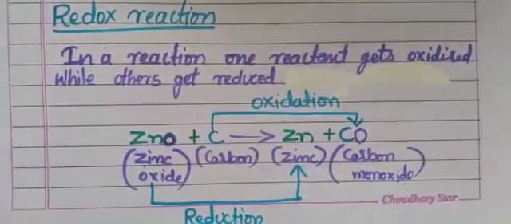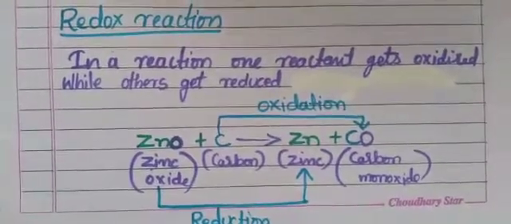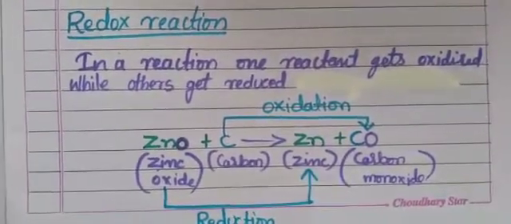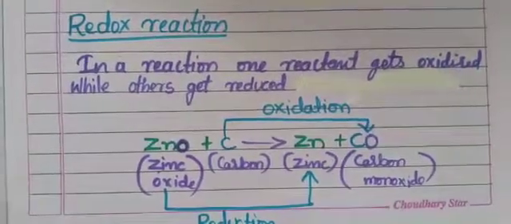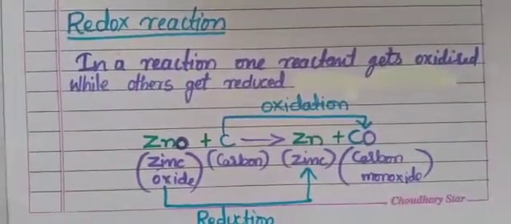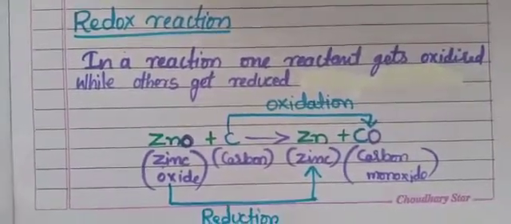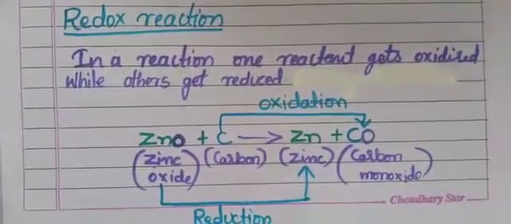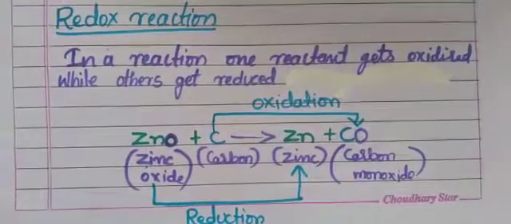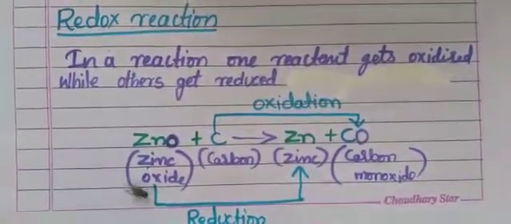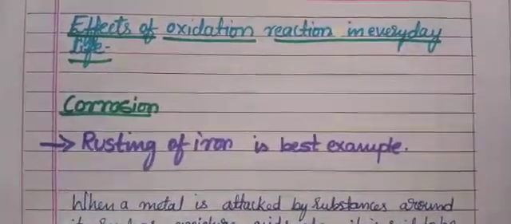From this example, we can say that if a substance gains oxygen or loses hydrogen during a reaction, it means it is oxidized. That is, if it gains oxygen and hydrogen is removed, we call it oxidized. And if a substance loses oxygen or gains hydrogen during a reaction, we call it reduced. So this is about redox reaction. The next topic is effects of oxidation reaction in everyday life.